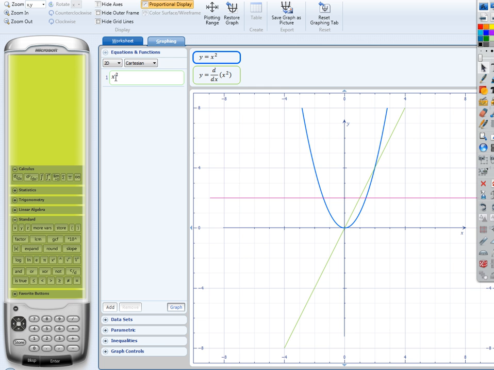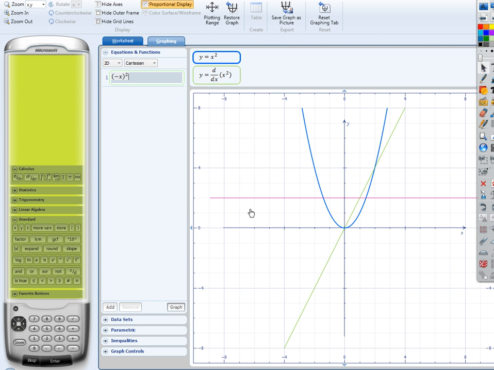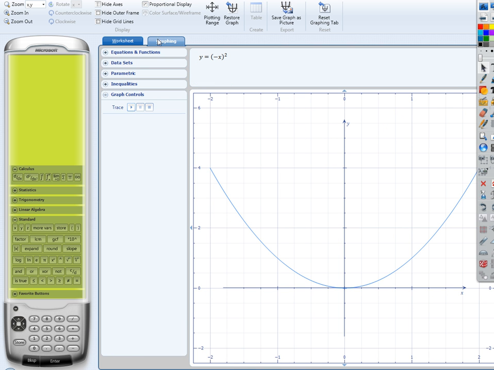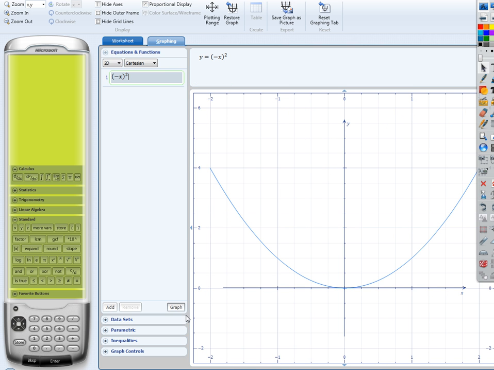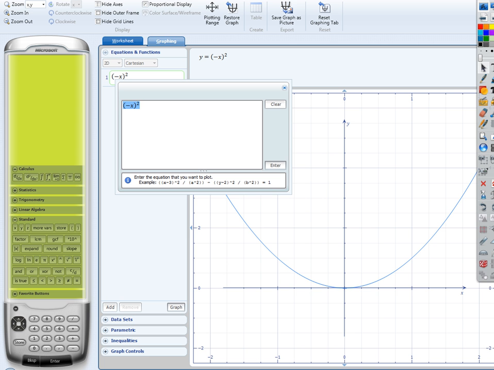Okay, so let's try. How about, and this will be an easy one also. Let's do negative x squared. Oh, good lord. Okay. I lost myself. What am I doing here? Oh, whoops, no wonder. Whoa, not what I wanted. That is not negative x squared. There we go. Negative x squared.